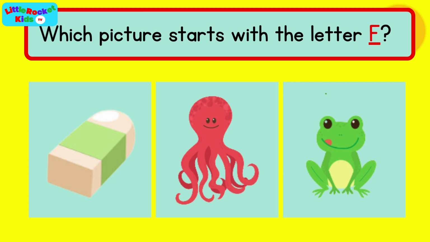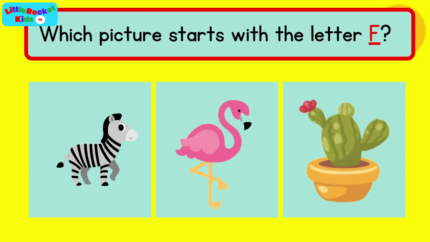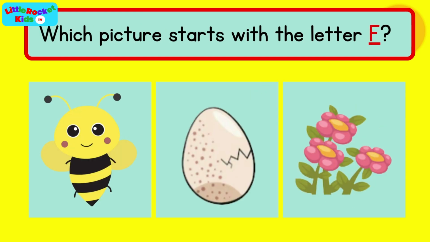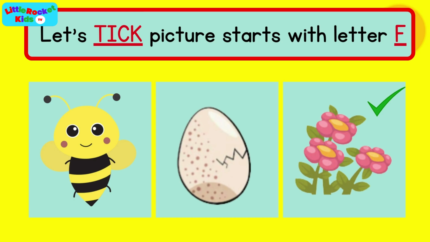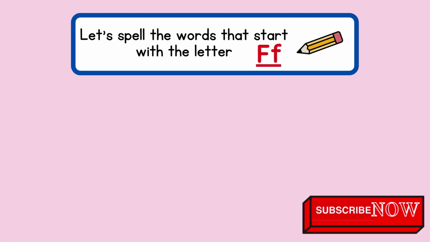Now, children, we will tick the picture which starts with letter F. Can you find it in this box? Yes, that's right. F for frog. In this second box, can you find the picture? Yes, that's right. F for flamingo. Last one, can you find third picture starting with F? Yes, that's right. F for flower. Well done. Okay children, now we will spell the words that start with letter F.